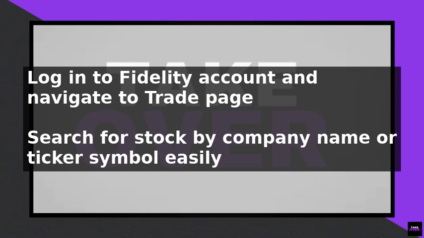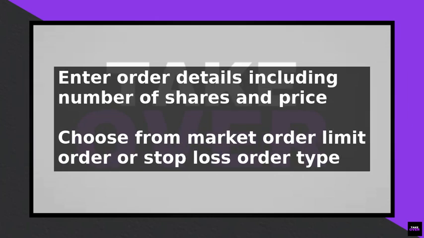After you have entered your order, review it carefully to make sure everything is correct. Then, click on the Place Order button to submit your order. Your order will be executed, and you will become the owner of the stock. You can then monitor your investment and make adjustments as needed.